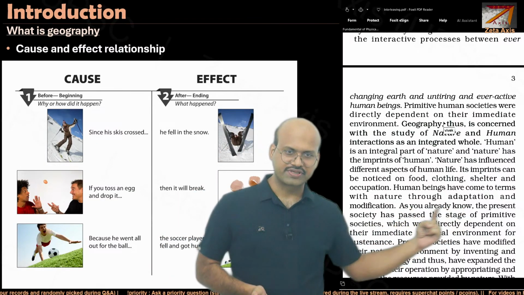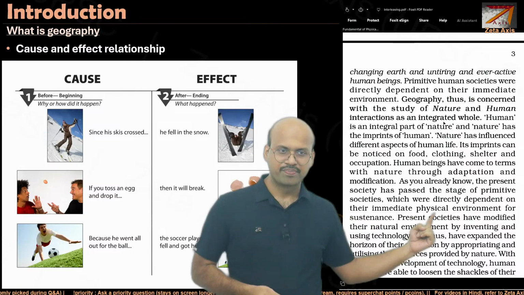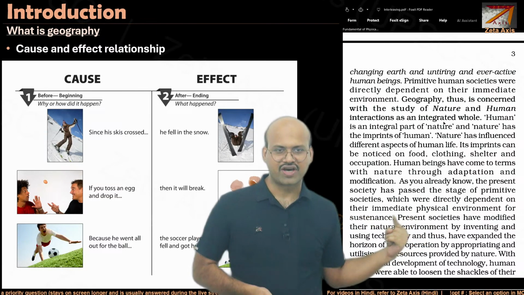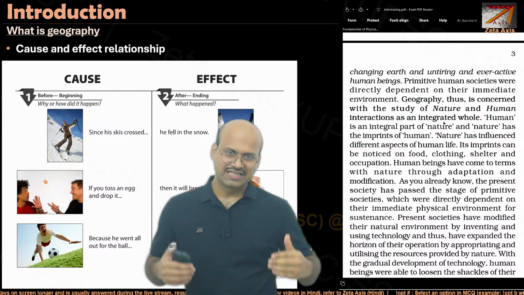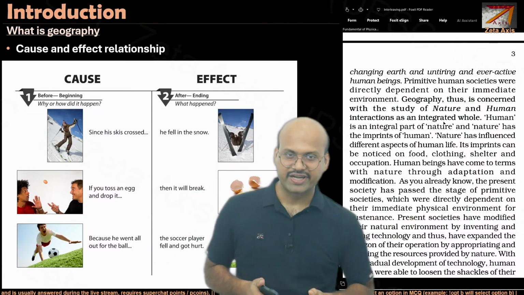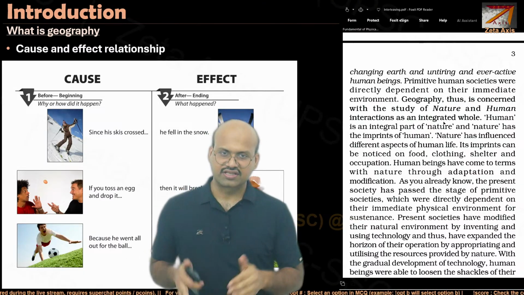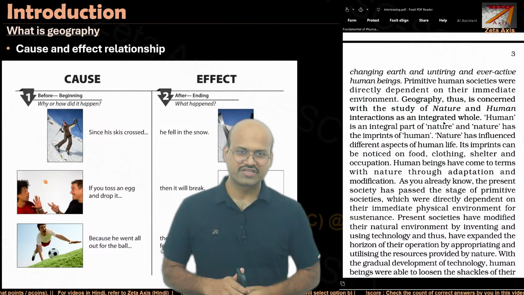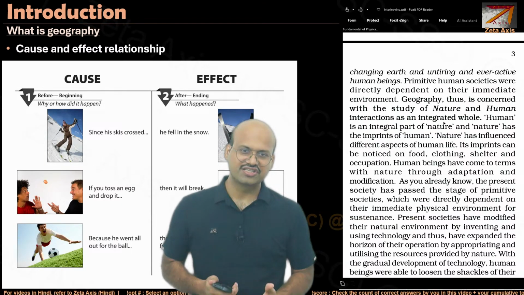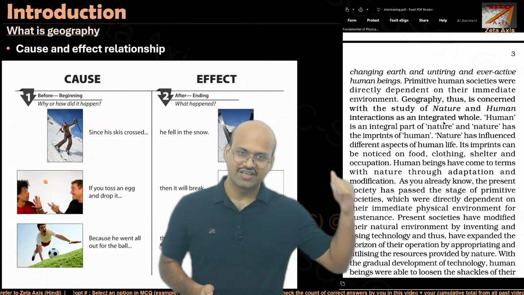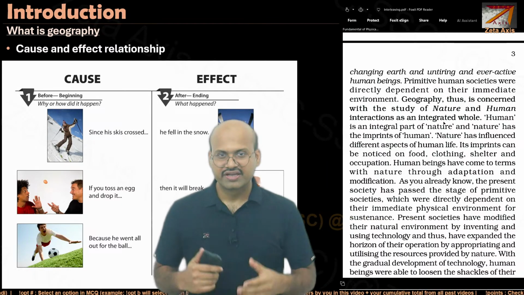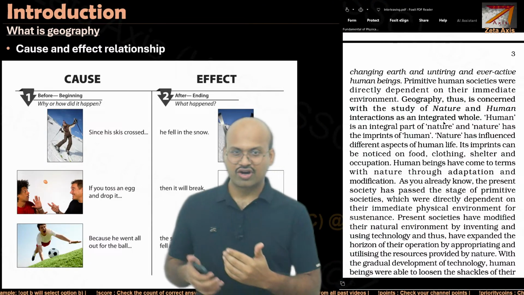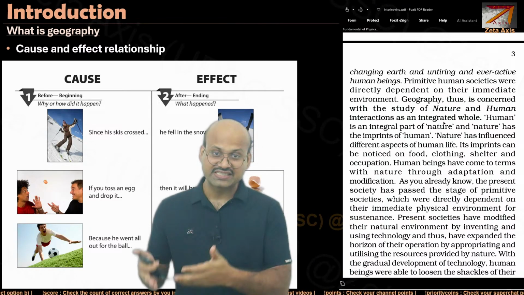As you already know, the present society has passed the stage of primitive societies which were directly dependent on their immediate physical environment for sustenance. So it says that the current human society is not directly dependent on the nature as we were in the past. Yes, even now we are influenced by our nature, but still we are not so much dependent. Here in the tropical regions also we can get the supplies of the polar regions. So today, because of the technological development, it is possible to not directly depend on our current and our regional environment.